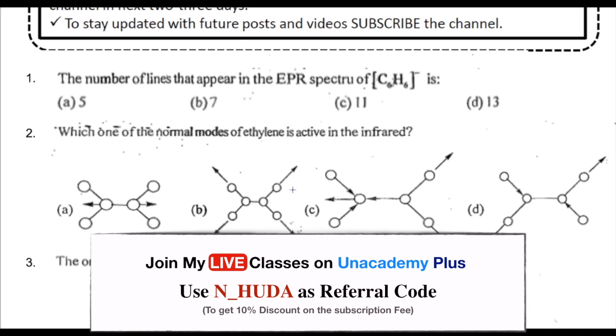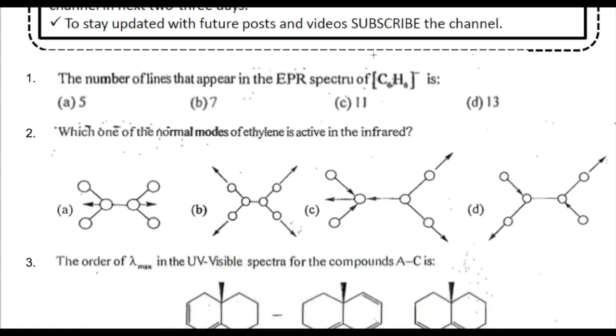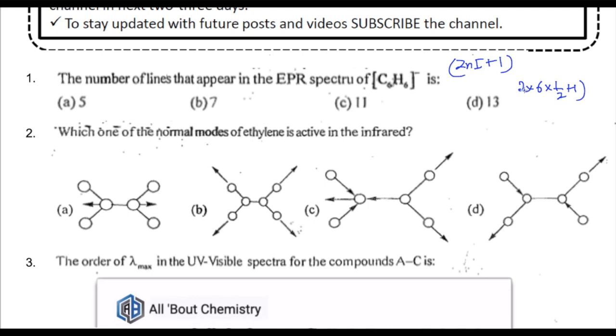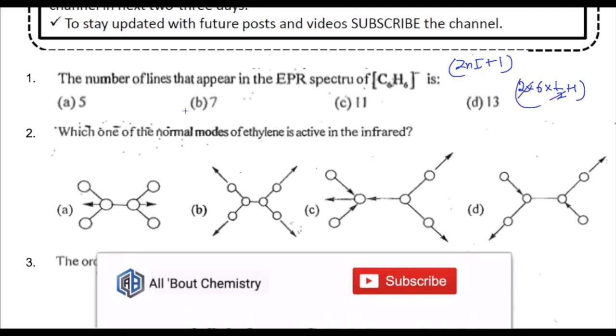Let's start the solutions. The first question says: the number of lines that will appear in the EPR spectrum of C6H6 minus. So that's basically a radical anion, and it is being asked how many EPR signals you are going to get. Since you have 6 hydrogens, using the formula 2nI plus 1, you can easily tell how many EPR lines you are going to get. The I value for hydrogen is half, and since we have 6 hydrogens, 2 into 6 into half plus 1, so basically you are going to get 7, right? So option B is going to be your correct option for this question.